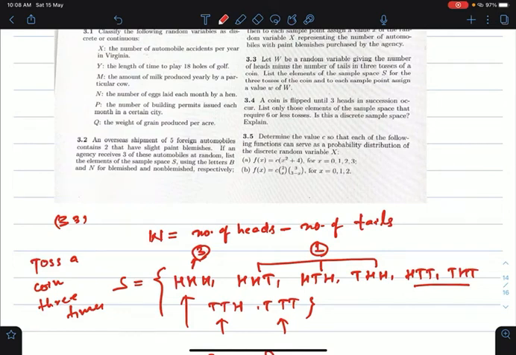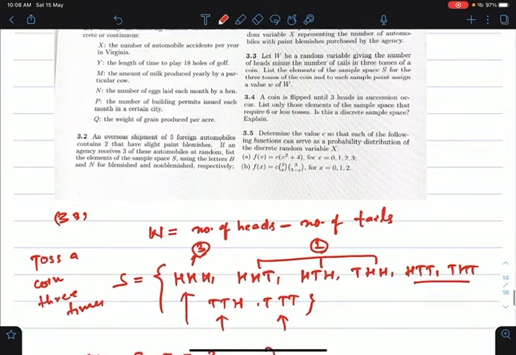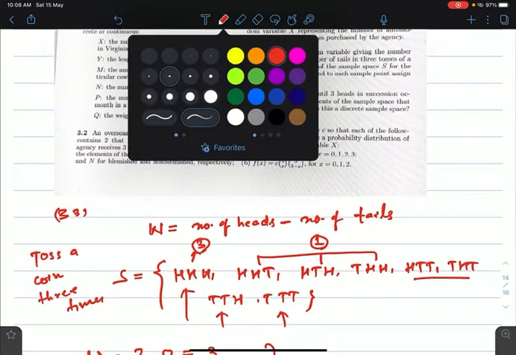So let's start with question number 3.3. Let W be a random variable giving the number of heads minus the number of tails in the three tosses of a coin. List the elements of the sample space. So the first thing you have to do is write the sample space for the three tosses of a coin, and to each sample point assign a value of capital W.